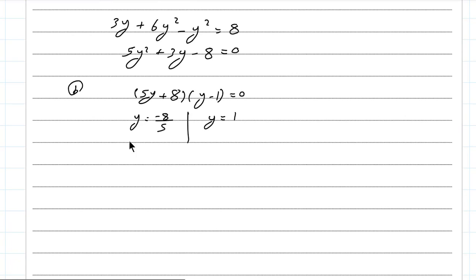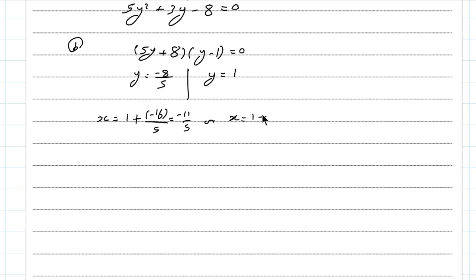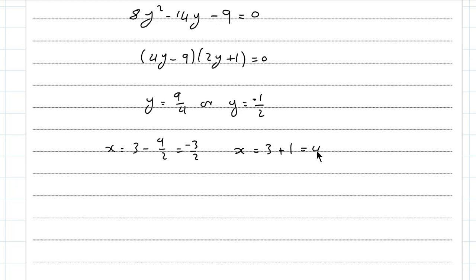So in the first solution here, x equals 1 plus double y, which is negative 16 over 5. This will be 5 over 5, 5 minus 16, it will be negative 11 over 5. Or we can say for the second solution, x equals 1 plus double y, 1 plus 2, which is 3. So the solutions are either negative 11 over 5 and negative 8 over 5. The second solution will be 3 and 1 plus 1, which is 4.